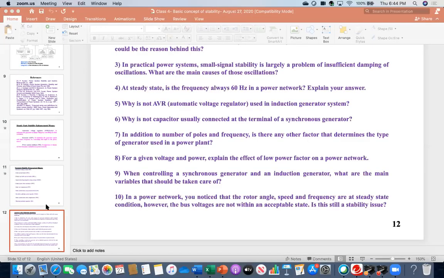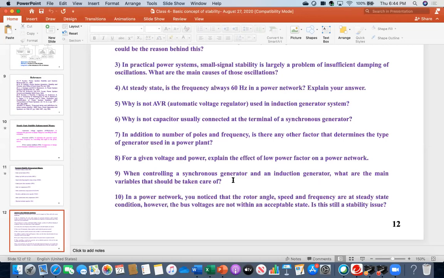Going here again, this question. Now we have 2 more questions, then today you will be done. Okay, question number 9: when controlling a synchronous generator and an induction generator, what are the main variables that should be taken care of?